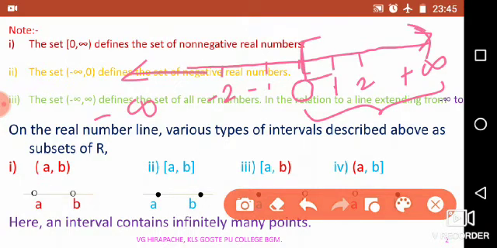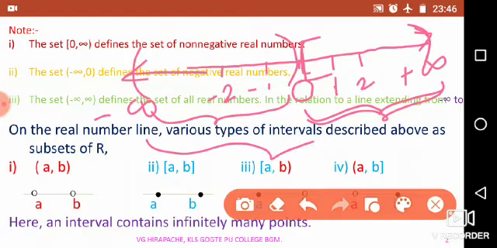Therefore, the set in the interval form we write like this. And in this case, 0 and minus infinity both are not inclusive. These are called a set of negative real numbers. And this is the set of positive real numbers. From minus infinity to plus infinity, in this case both positive and negative real numbers are included. Therefore, dear students, these are the important notes based on the open interval and closed interval.